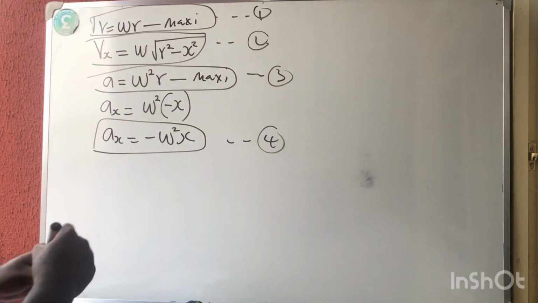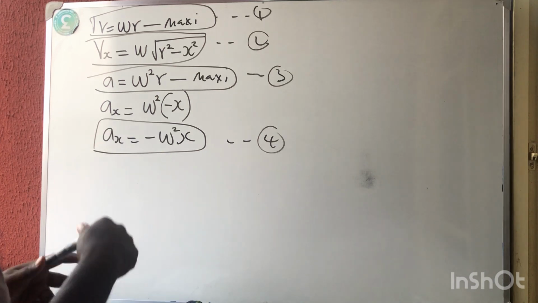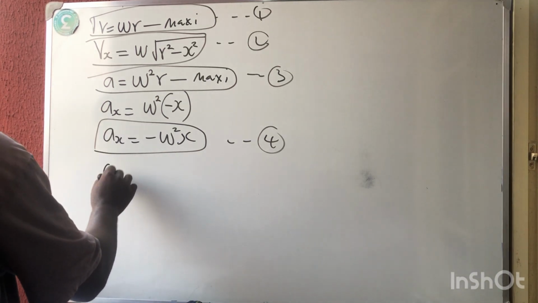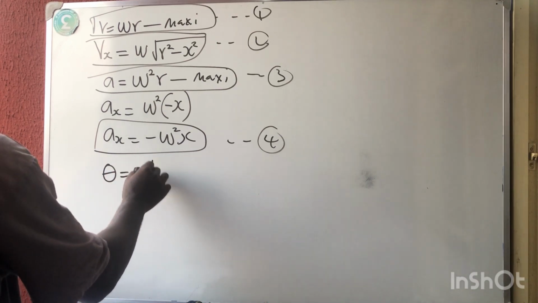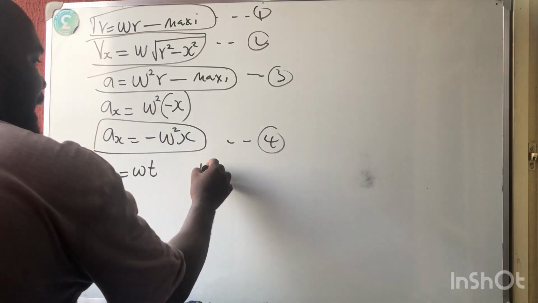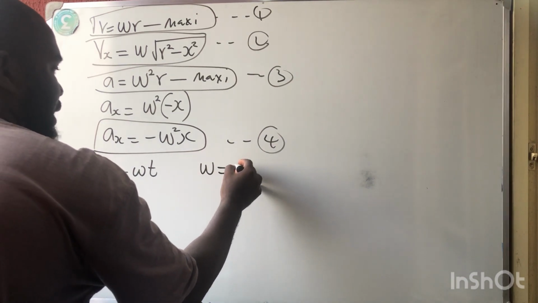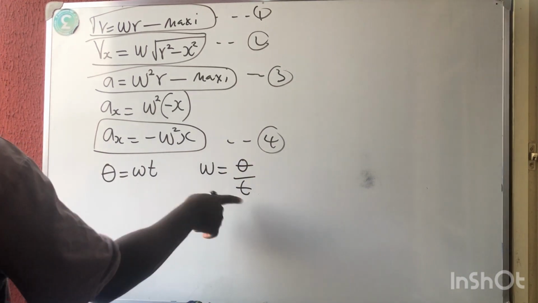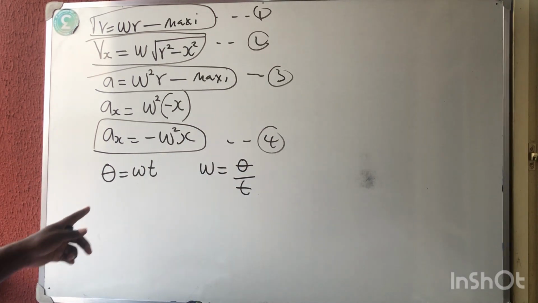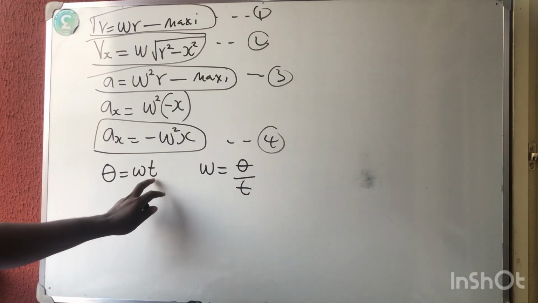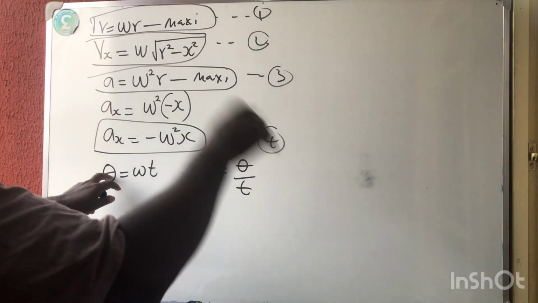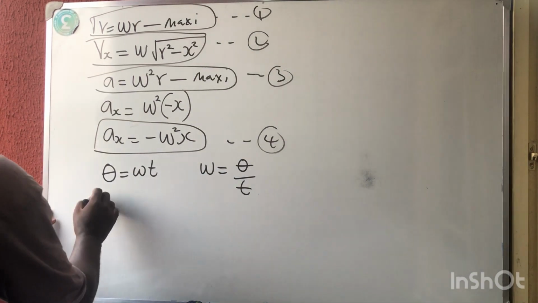Now another one you need to know is that angular displacement theta is equal to omega t. How did we get the omega t? Don't forget that omega, angular speed, is equal to angular displacement over time. So if you cross multiply, you are having this. Then remember that for a period, if you want to change this t to period, theta is going to be a complete circle, and a complete circle is 360, or you say 2 pi.